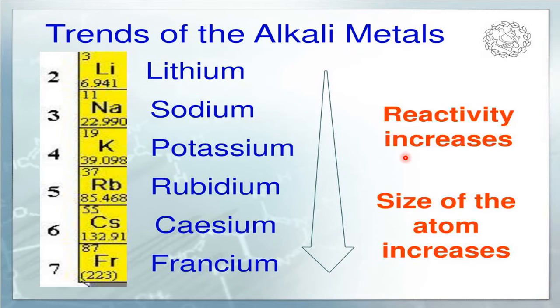Reactivity increases, and the size of the atom increases, as you move from top to bottom. So when the size is increasing, the electron is going away from the nucleus. That means the nucleus is not controlling the electron, and that electron can be removed easily, therefore it is most reactive.